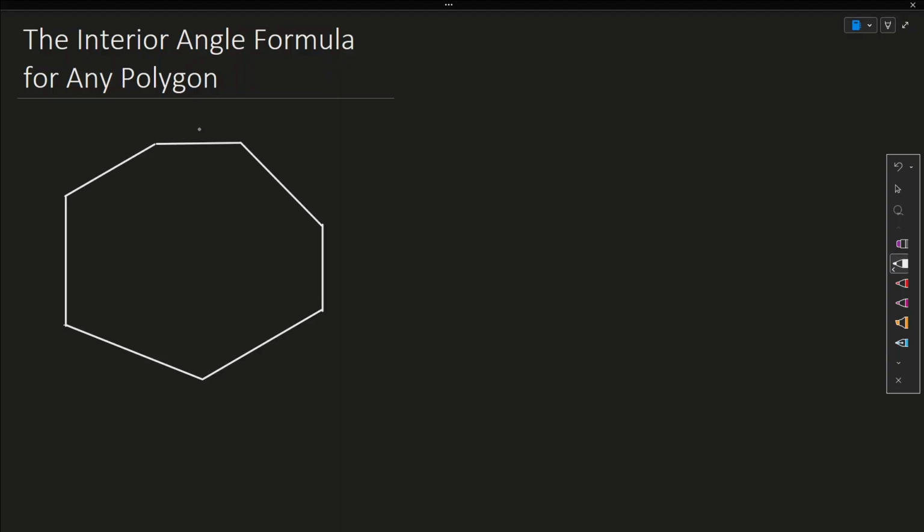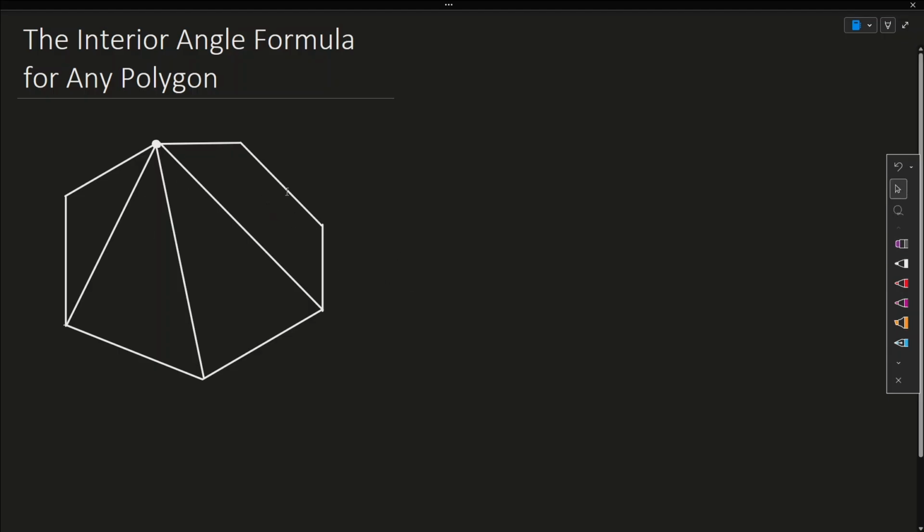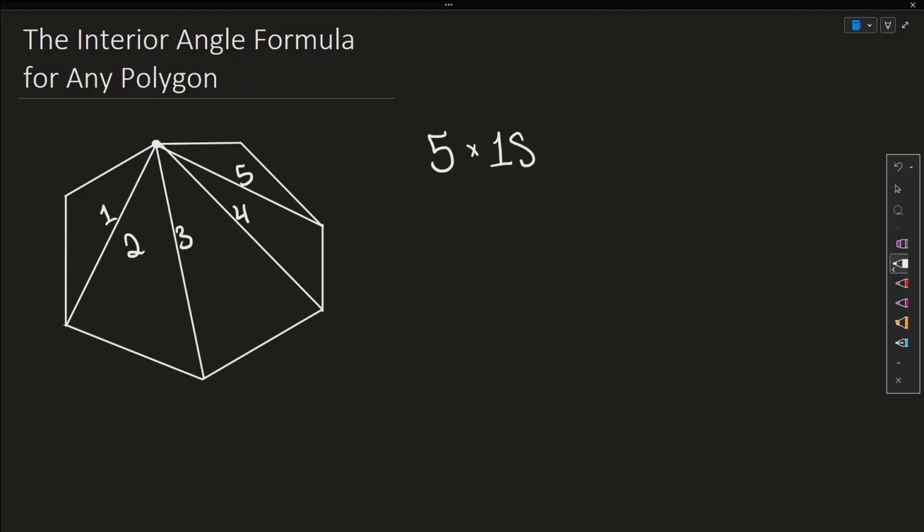Let's do this again for a heptagon. We need to pick any vertex, it doesn't matter which, and then we'll draw our diagonals from the vertices to that particular selected vertex. For our heptagon, let's try that one again. We actually end up with a total of 5 triangles. 5 times 180 degrees gives us 900 degrees. So the angle sum of a heptagon is 900 degrees.